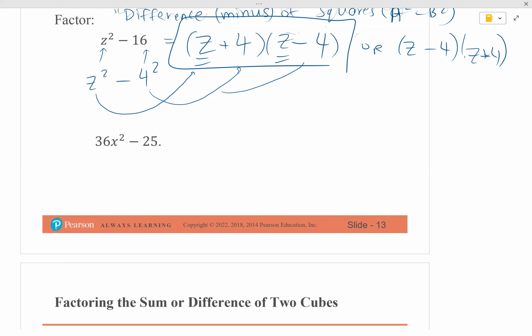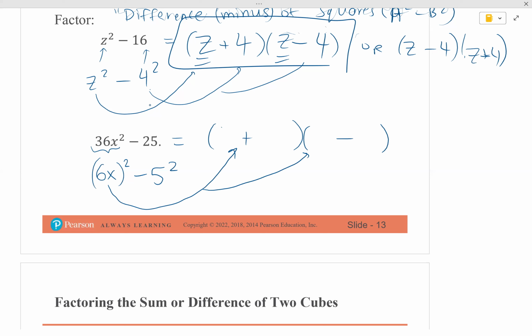And here's another one. This one's harder to tell, but this first term, that's 6x squared, because 6 squared is 36. Of course, x squared is x squared. And then 25 is 5 squared. This is going to factor into, similarly, a binomial with a plus, a binomial with a minus. And then the first term of each one is going to be whatever was being squared to give you the first term. In this case, 6x is going to go in the first place for both. And then whatever was being squared to give you the second term is going to go in the second place, 5.